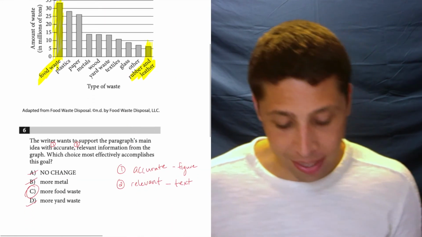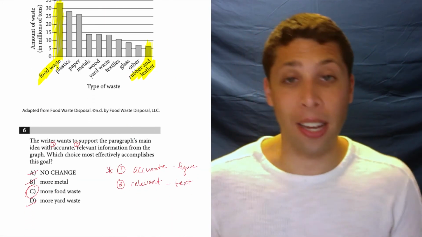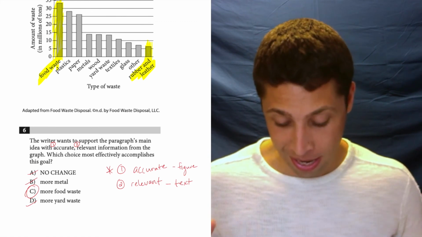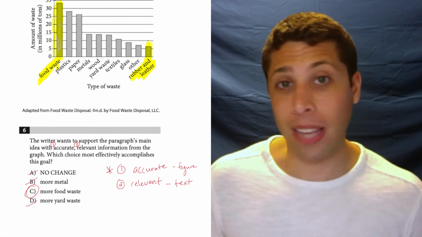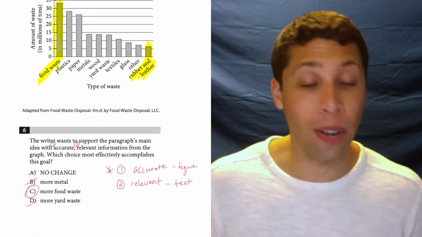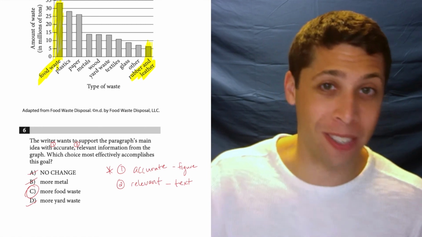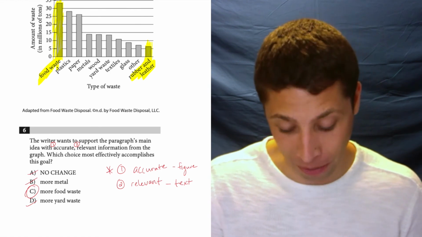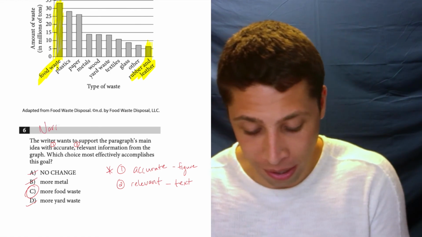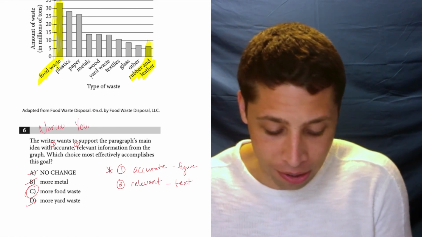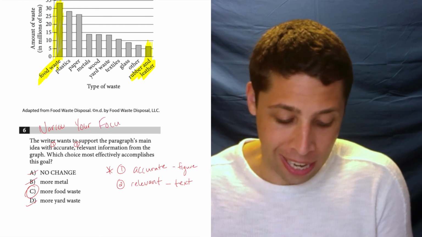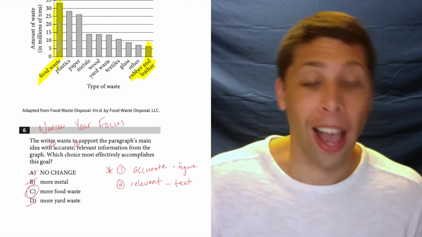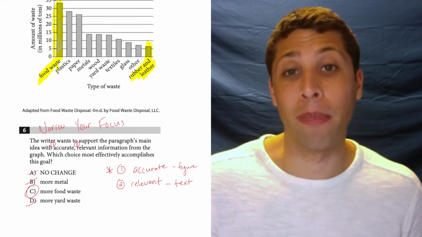But honestly, that's secondary. We can get the answer just in this case by thinking about the accuracy of the data. That is almost always going to be true. So start with accuracy, save yourself some time, narrow your focus to accuracy and to the graph, to the figure, and these questions suddenly become super easy.